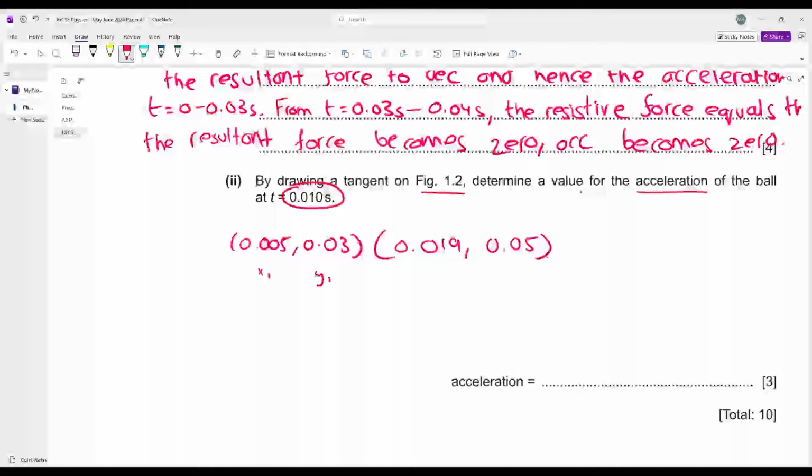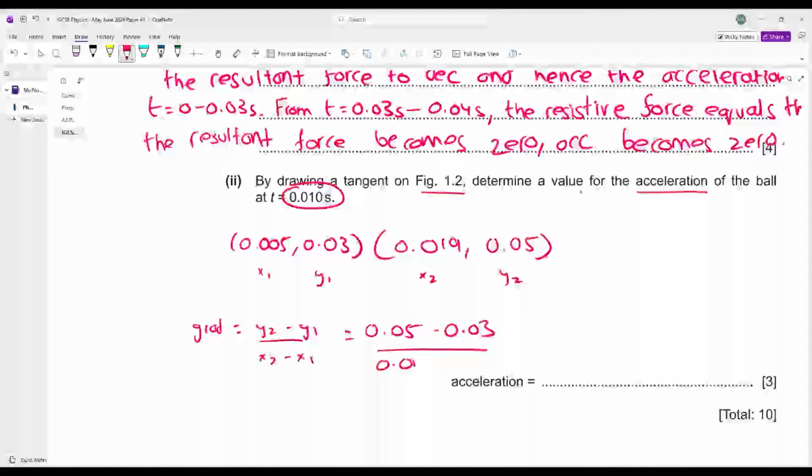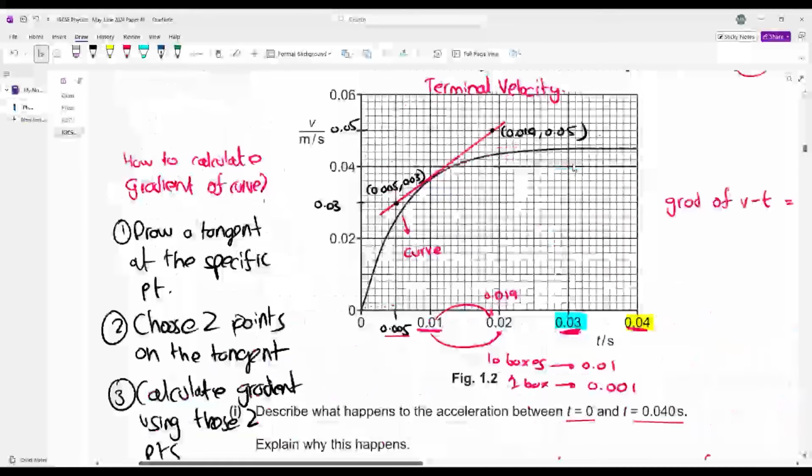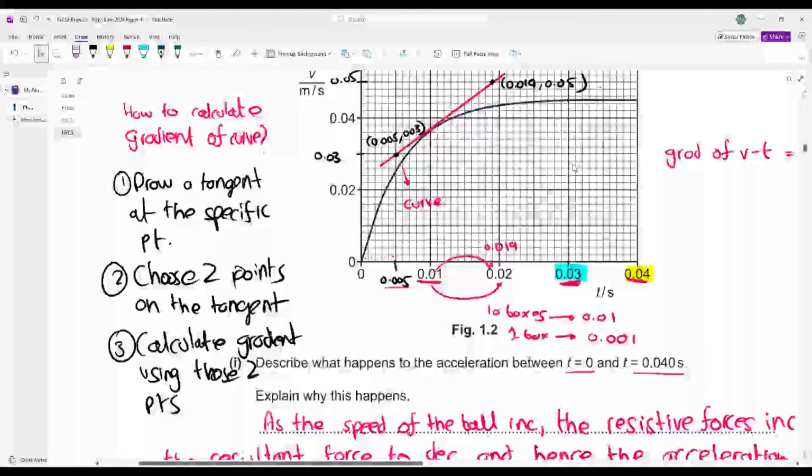Can you calculate the gradient? This is your x1, this is your y1, this is your x2, this is your y2. Can you calculate the gradient? Yep, easy peasy, lemon squeezy. Y2 minus y1 over x2 minus x1. What is y2? 0.05. What is y1? 0.03. What is x2? 0.019. What is x1? 0.005. Can you calculate the gradient? Yeah, you can do that.